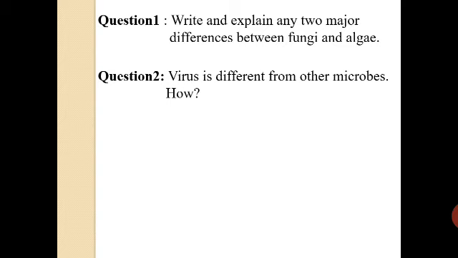Overall, I think you have understood the five main categories of microbes, and you can differentiate one from the other. Based on this, two questions are given to you. The very first question is, write and explain any two major differences between fungi and algae, and I hope you can answer this question now. Question 2 is, virus is different from other microbes, how? I think you can answer this question also.